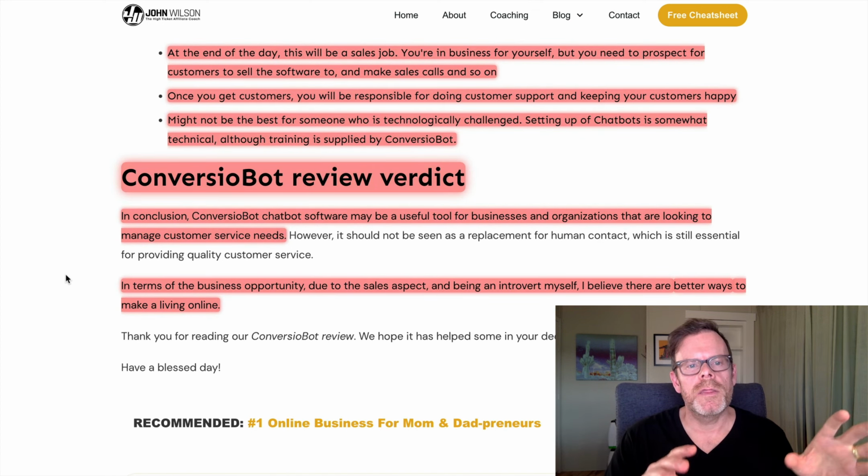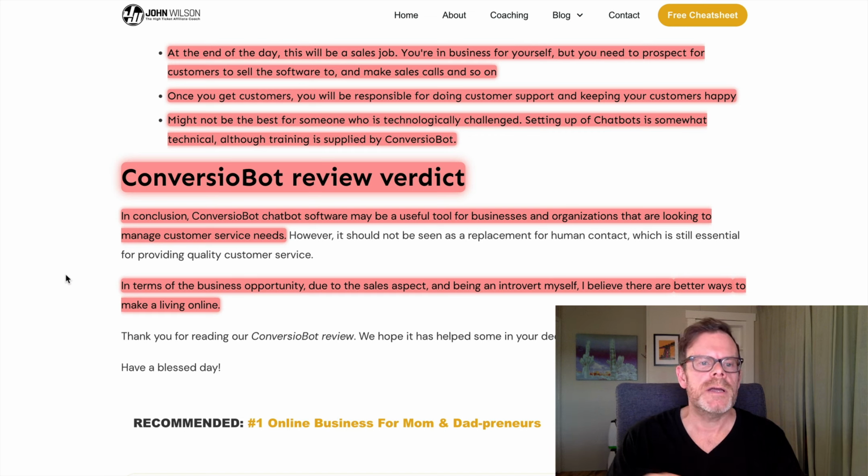So in this ConversioBot review verdict, I would conclude that ConversioBot chatbot software may be a useful tool for businesses and organizations that are looking to manage their customer service needs. But in terms of the business opportunity, due to the sales aspect and being an introvert myself, I believe that there are better ways to make a living online.